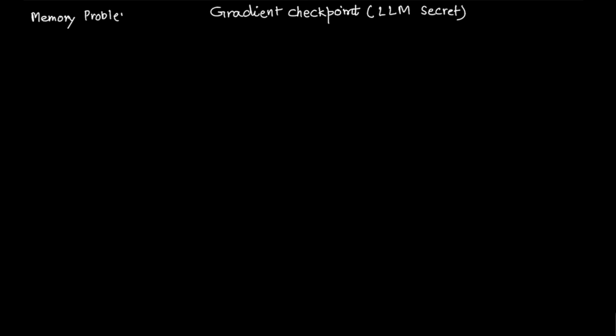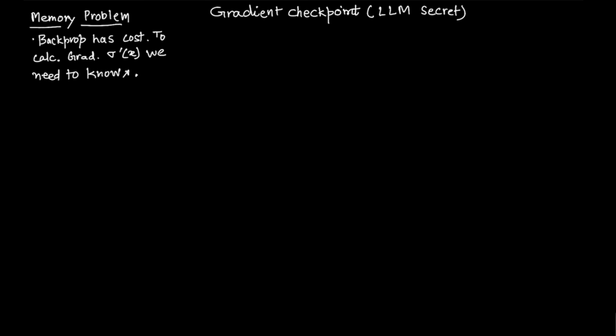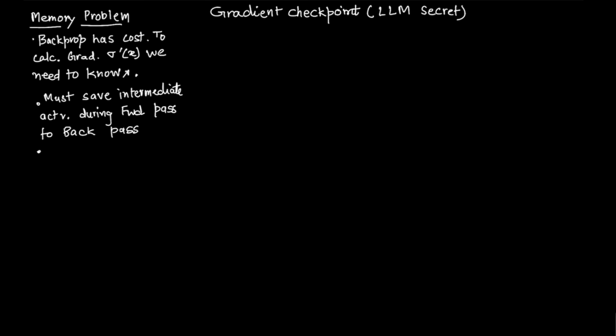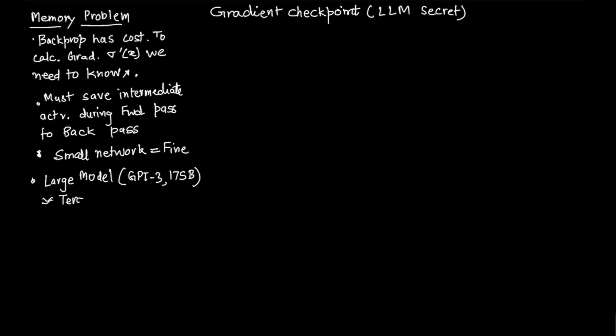Let's talk about memory. Backprop has a cost. To calculate the gradient of sigmoid(x), we need to know the x. This means we save the value of x and every other intermediate activation during the forward pass, just so we can use it later in the backward pass. For small networks, this is fine, but for a model like GPT-3 with 175 billion parameters and 96 layers, storing all those intermediate activations takes terabytes of RAM. You'll get a CUDA out of memory error instantly.